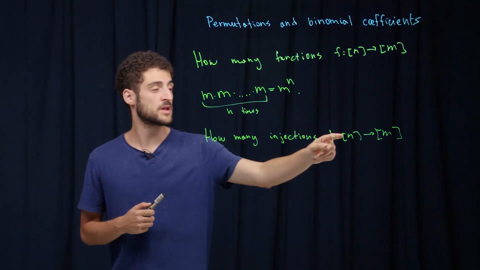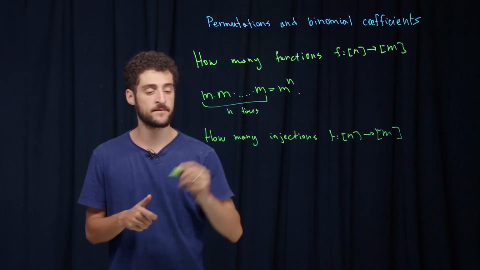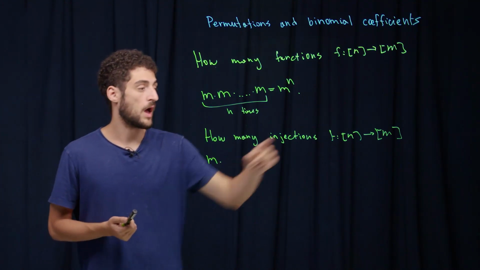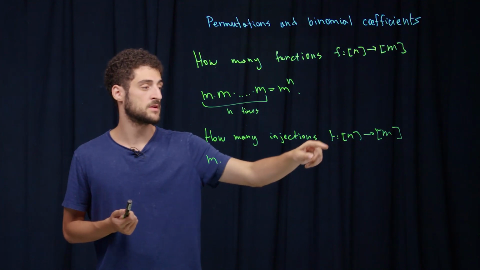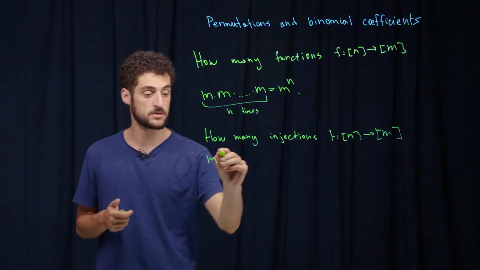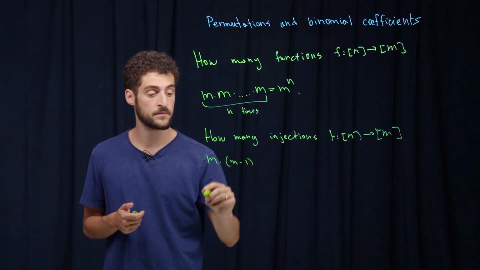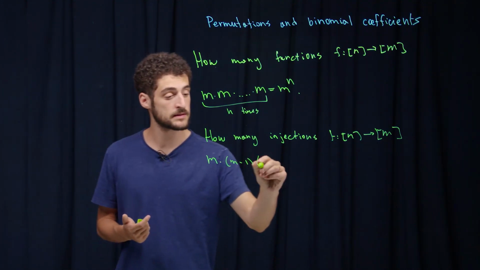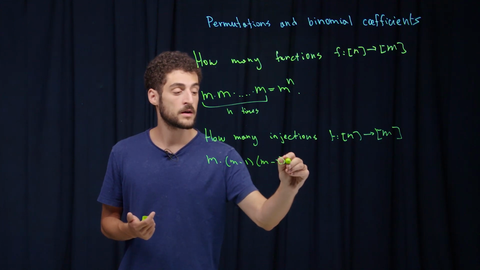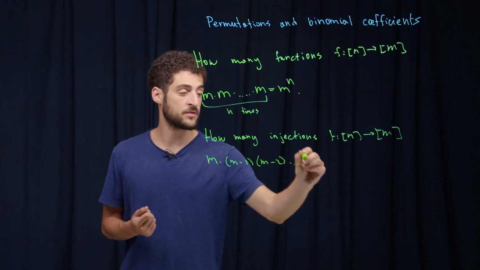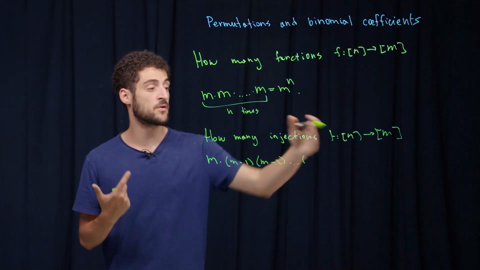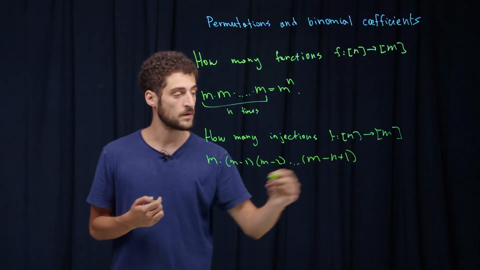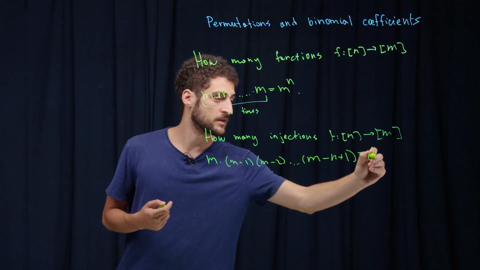So note that for the first element, we have m variants to choose. After that, we need to remove the variant we've chosen. And now we have m minus 1 elements to assign to the second one. So we need to multiply by m minus 1. After that, we need to remove even this element. So we have m minus 2 elements, etc. And we finish when we assign elements for all n elements. So m minus n plus 1. We denote these like this.